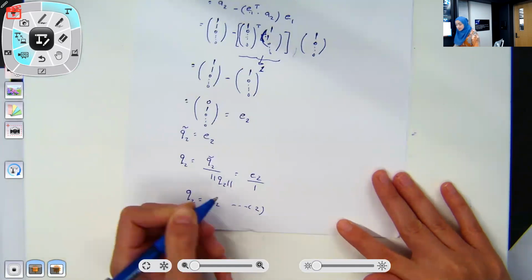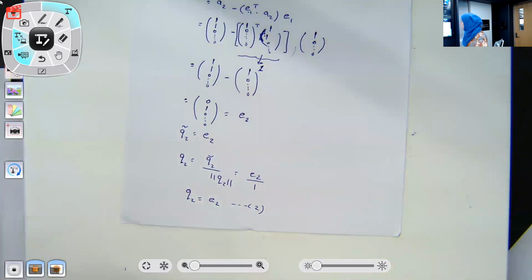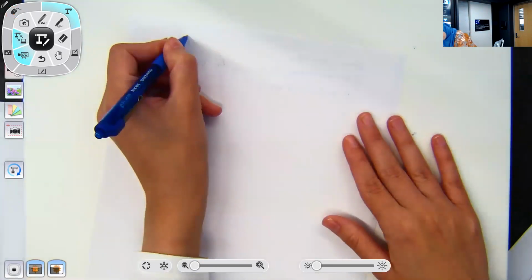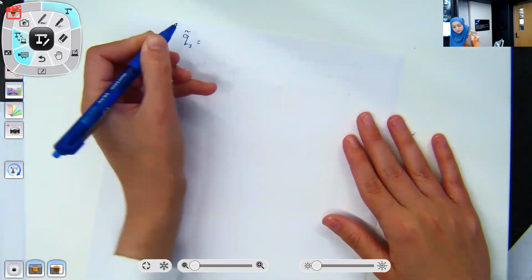This is the second thing. So we can find that Q1 equals E1, Q2 equals E2. Let's try to find Q3 to be sure about our result. Okay, let's try to find the value of Q3. We need to apply Gram-Schmidt again.